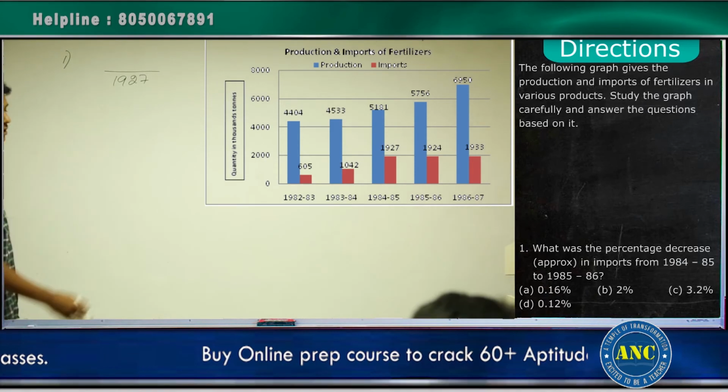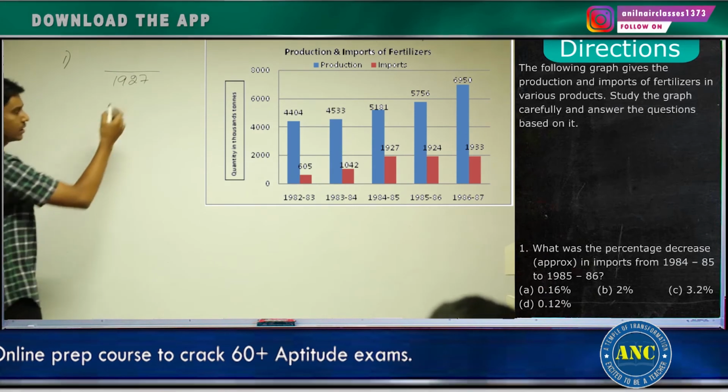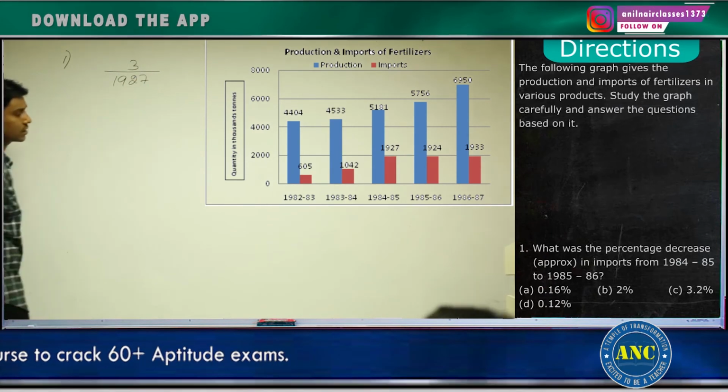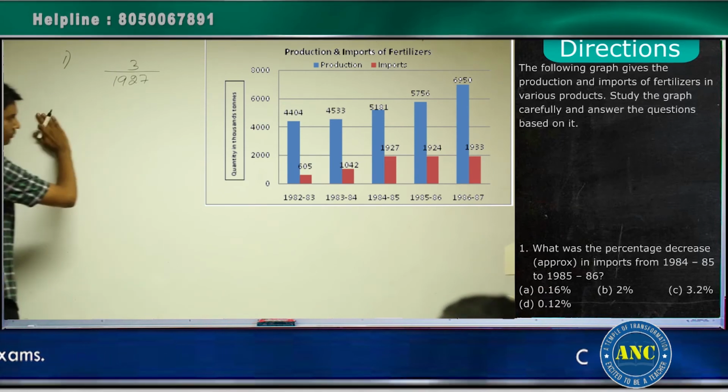There is a decrease of 3. How much increase or how much decrease should always come in your numerator. So it is 3 by 1927. Understanding? 3 by 1927. Listen to this carefully.